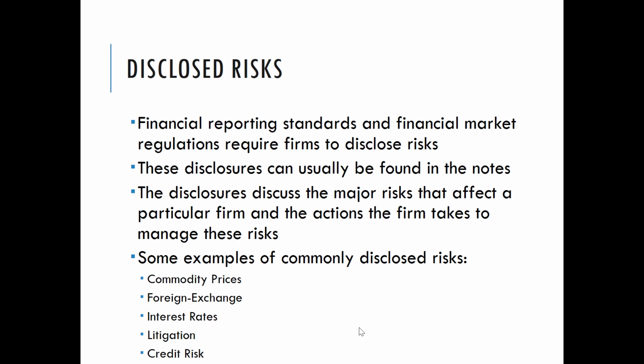Even if you think about H&M or a clothing retailer, if they manufacture their clothing, well, commodity prices, so the price of cotton, wool, and all the synthetic materials that they use, if it goes up, then their costs go up. If their costs go up, the profit margin goes down, profits go down, and so forth.